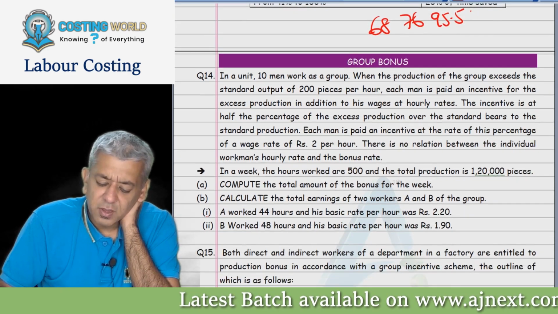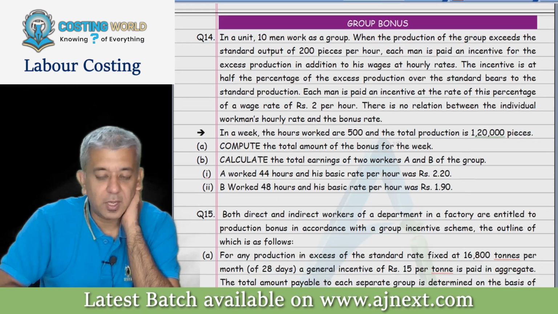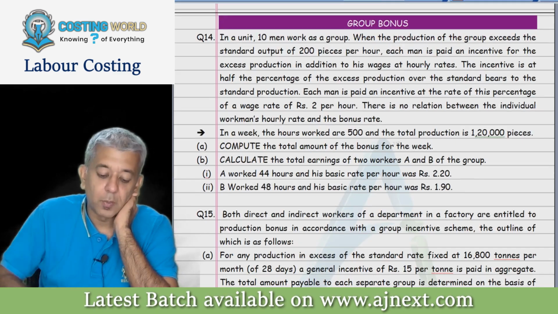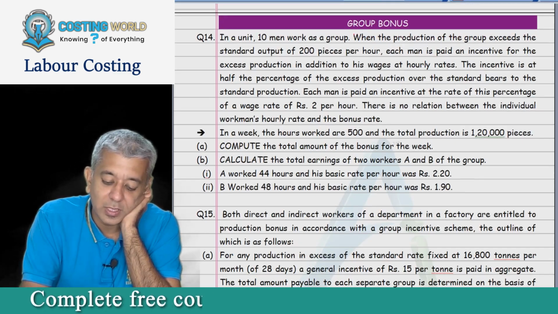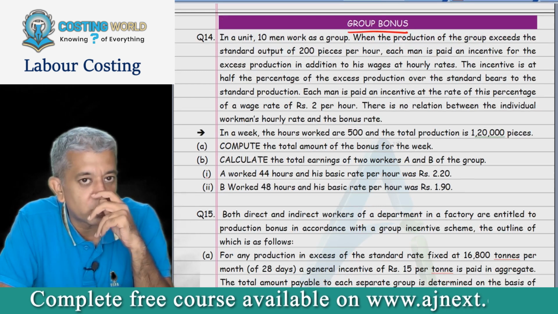We are done with quite a lot of stuff. Now our next two questions are all about what? They are all about something that you all can see on the screen, that is called as group bonus. What do you mean by group bonus?